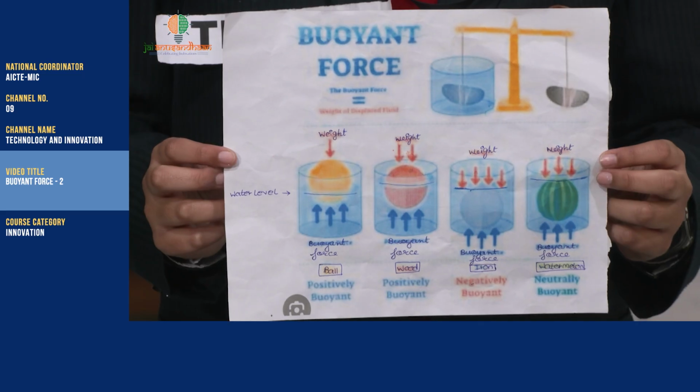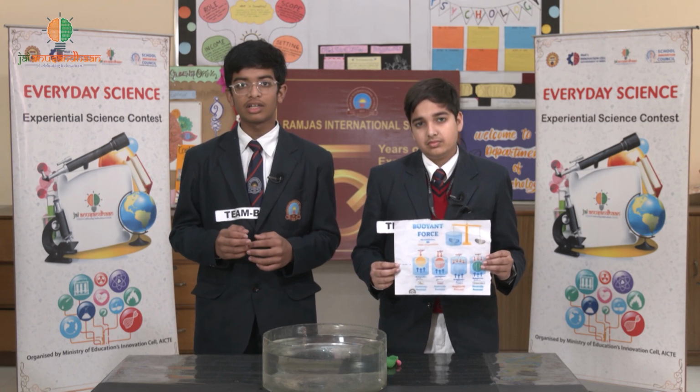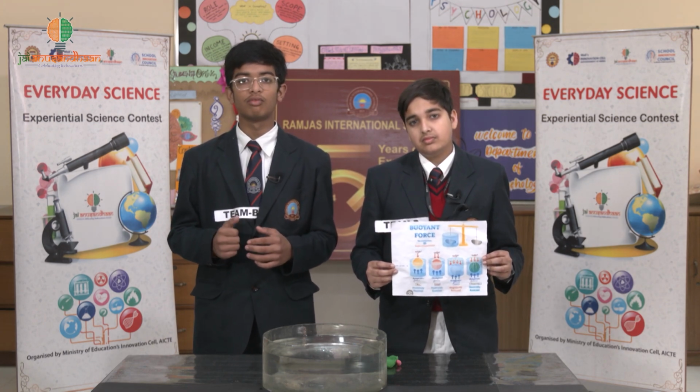Second, we have positive buoyancy. In this, the density of the fluid is more than the density of the object, causing it to float on it. The weight of the object is less than the upward buoyant force acting on it. Example, a balloon in water.